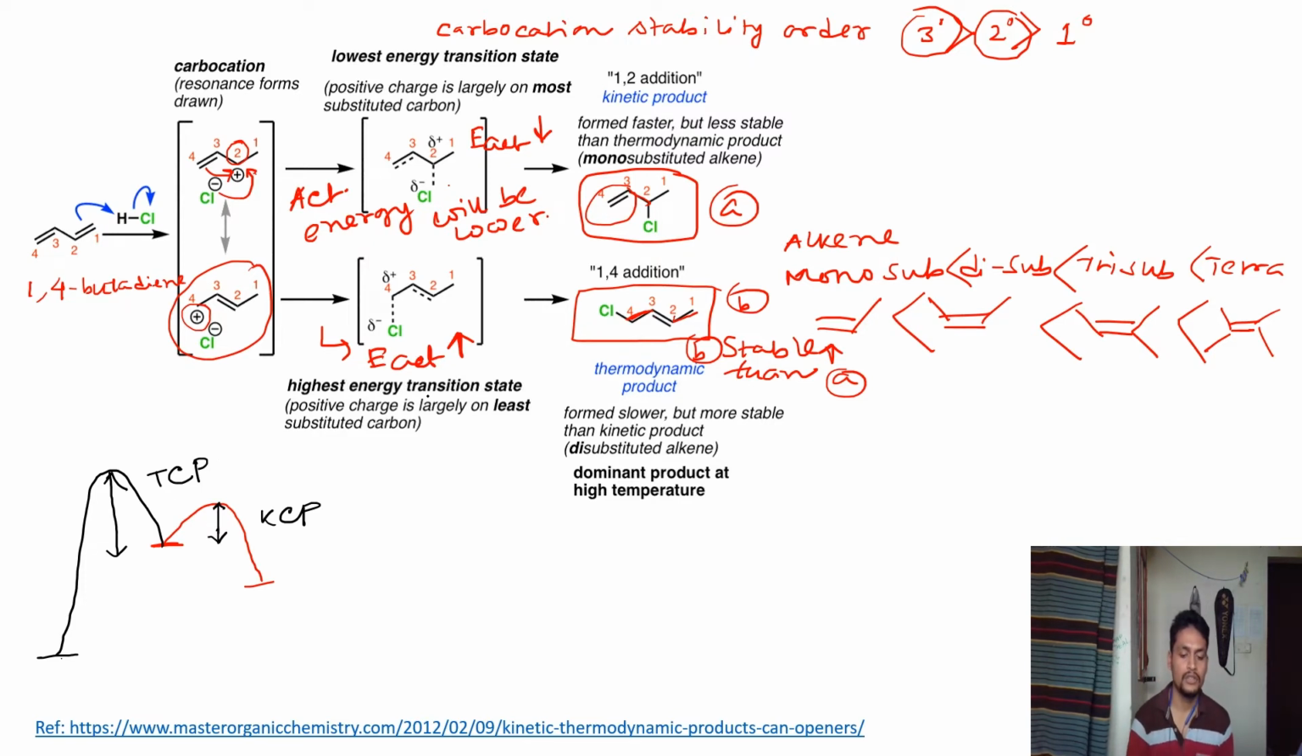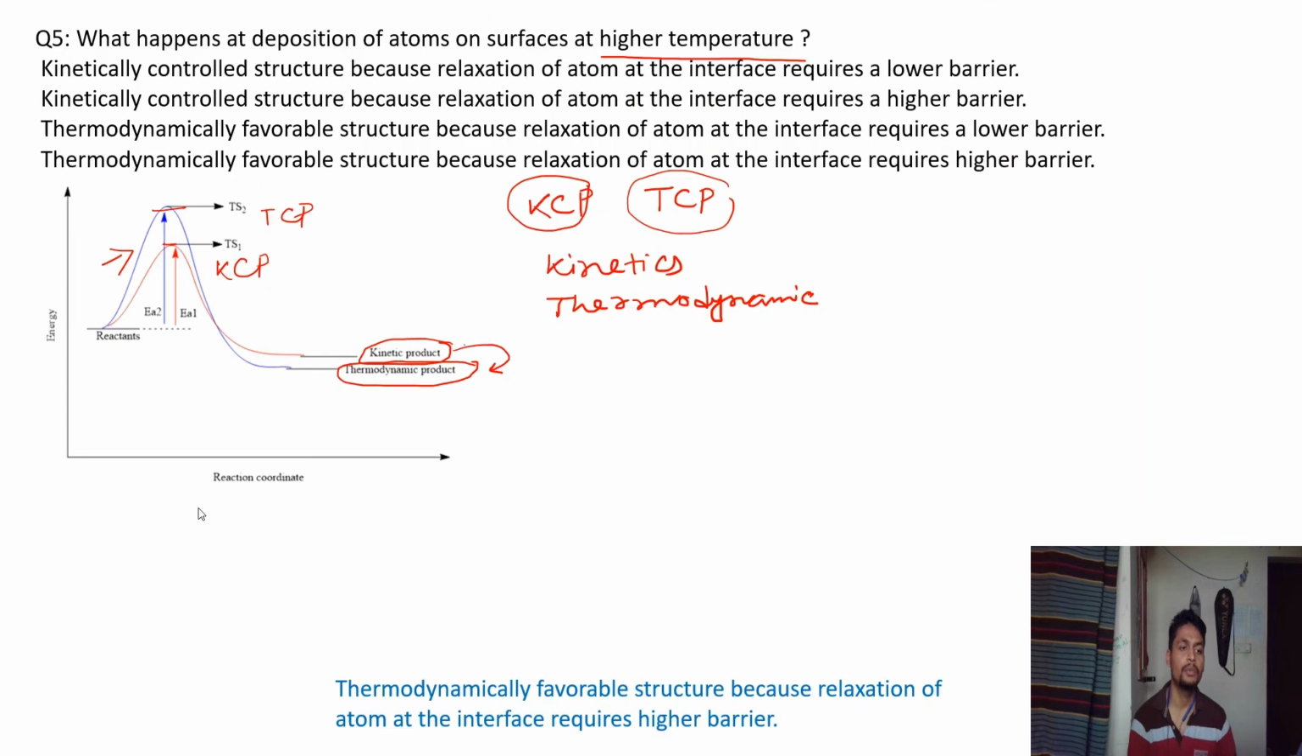Now keep these things in mind, and this is the reference, the photo that I have taken. So you can go through the reference as well. Keeping this in mind, we just try to solve this. What is written: kinetically controlled structure. What happens at deposition of atoms on surfaces at higher temperatures? This is a point to be noted.